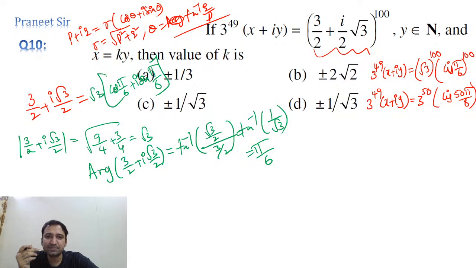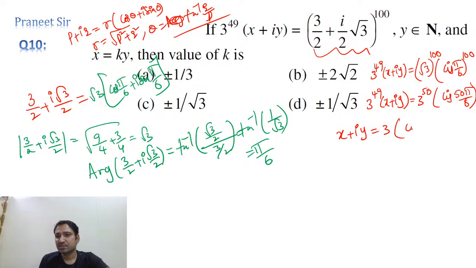Otherwise, what you can do is apply modulus on both sides also. You don't need to calculate this. Actually, you can apply modulus on both sides, guys. That is also fine. Instead of doing all this, you can apply modulus on both sides, so directly you get the answer. x + iy is equal to 3 times cis 50 pi by 6. That's what we're getting.